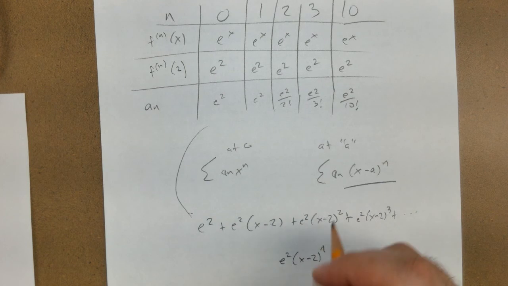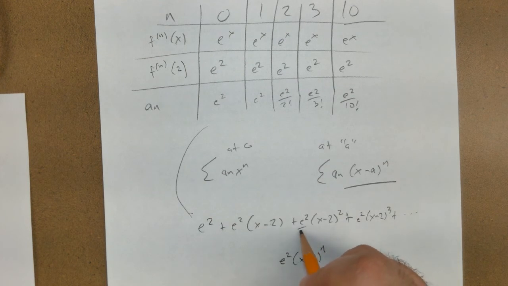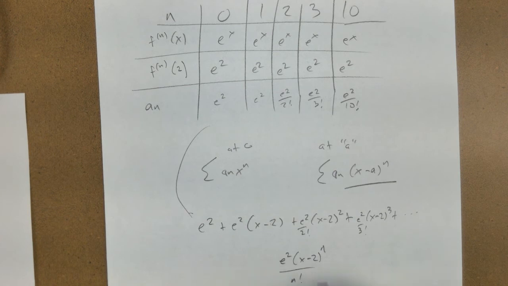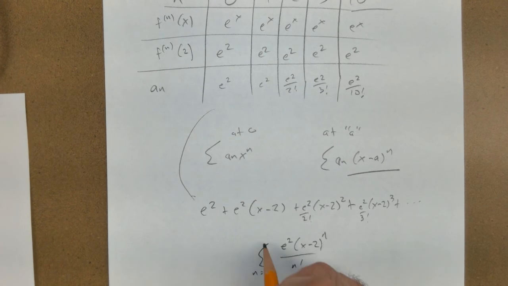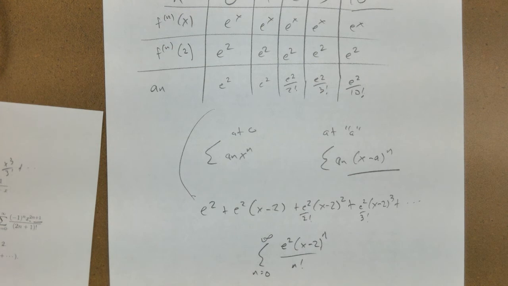I forgot my factorials, didn't I? Excuse me. So 2 factorial here, 3 factorial here. So there's still going to be an n factorial on the bottom. And this is going to go from n equals 0 to infinity, because when it's 0, you'll just have that e squared by itself. So there's the long form.